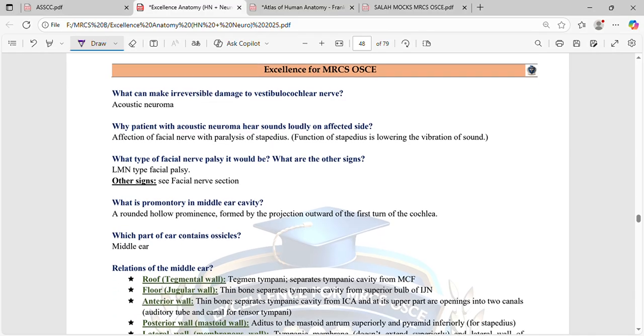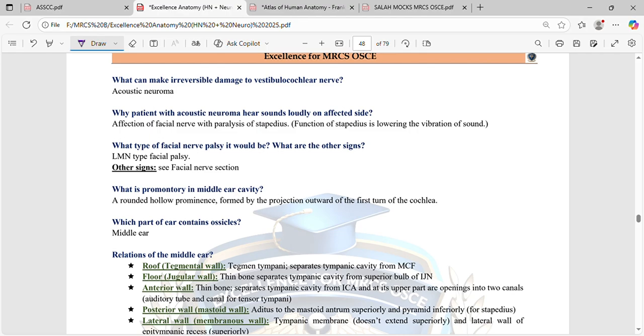What are the other signs? One can be hearing loud sounds, and the patient is unable to frown, with weakness of eye closure and dropping of the angle of the mouth.